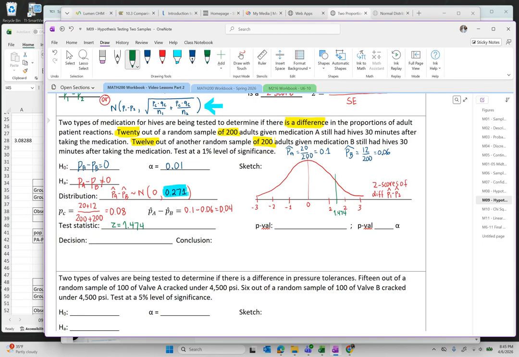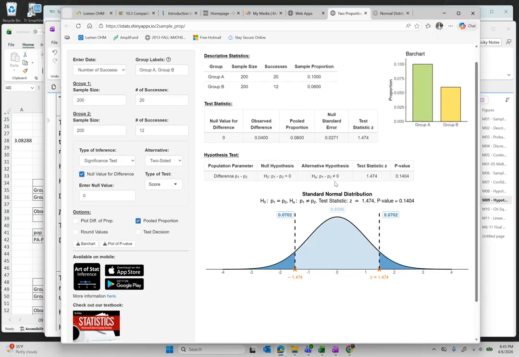Because this is a two-sided test, a two-tail test, we also need the symmetric to the left of the mean, and we are looking for the p-value to be the area under the curve in both tails. So the p-value is calculated in ArtofStat to be 0.1404.